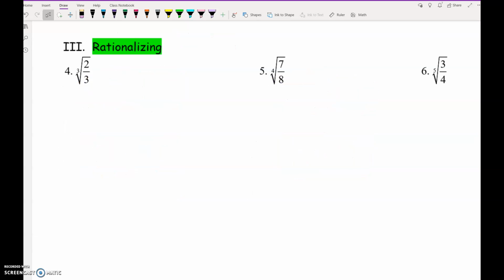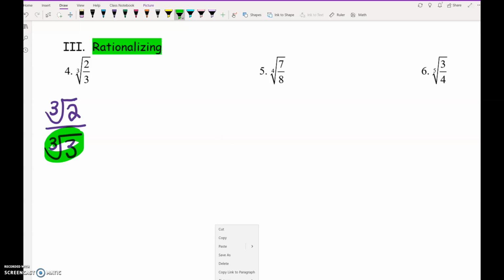When you have the third root of a fraction, this is really the third root of 2 over the third root of 3. These are both very small numbers. There's no simplifying this. The problem is we are not allowed to have radicals on the bottom of a fraction. That is called an irrational denominator. You can't have an irrational denominator. We need to rationalize it. We need to make the radical go away.